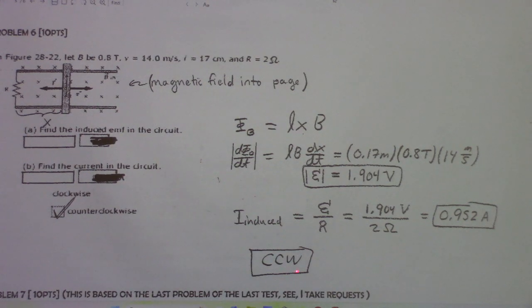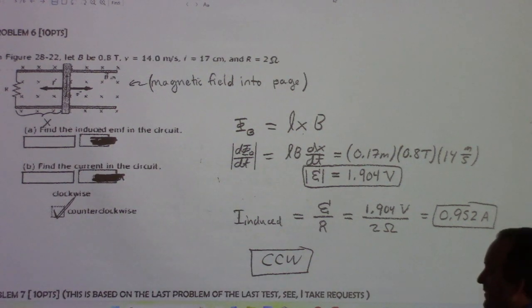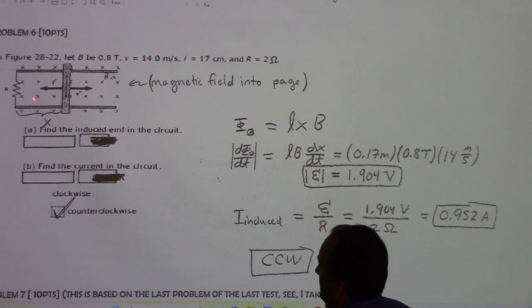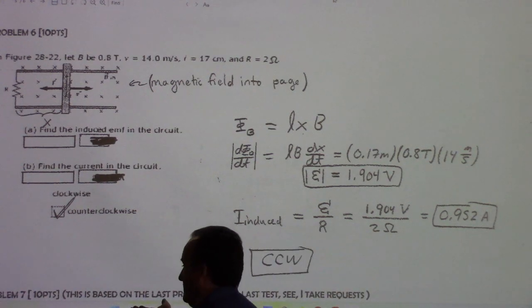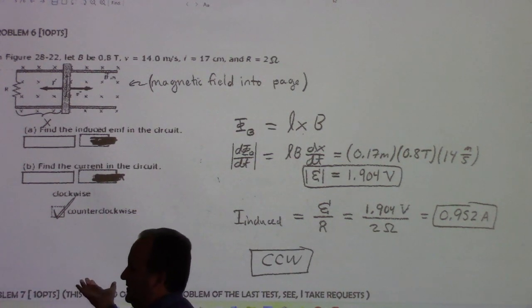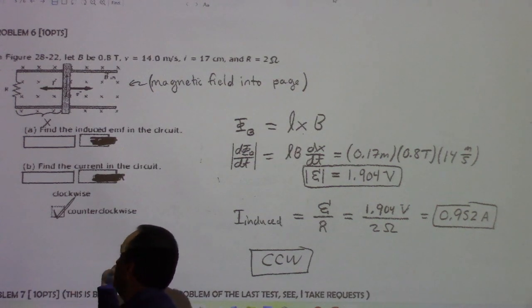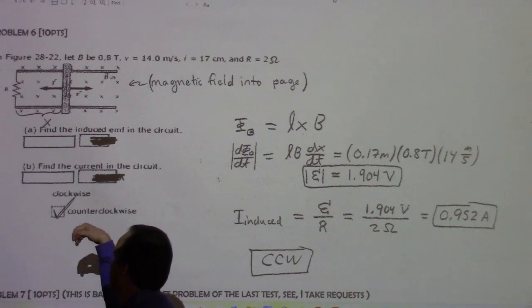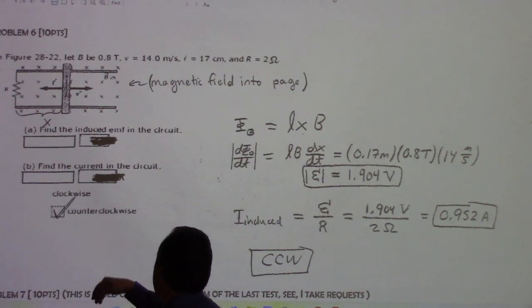And why is it counterclockwise? Because you're increasing the flux into the page, so the induced current wants to increase the flux in the opposite direction, out of the page. So the induced current has to go this way, which is counterclockwise.